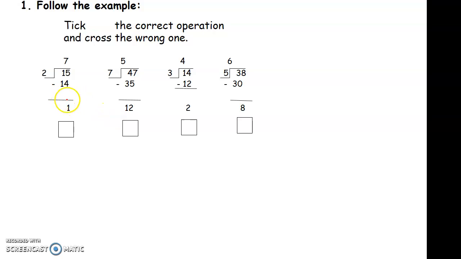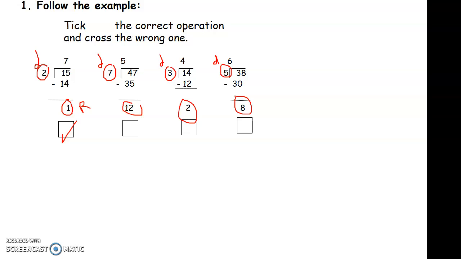We said yesterday that the number that's written here, we call it what? Divisor. So 2, 7, 3, and 5 in the multiplication tables, we call them what? Divisors. Okay, and the number that's written down, we call it what? Remainder. And the remainder always has to be less than the divisor. So 1, is it less than 2? Yes, it's less, so the operation is correct.